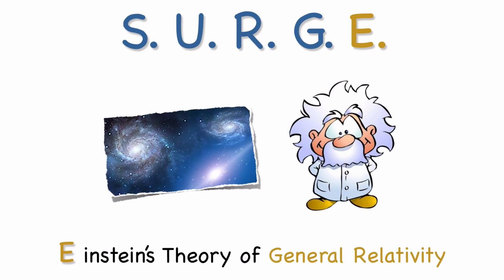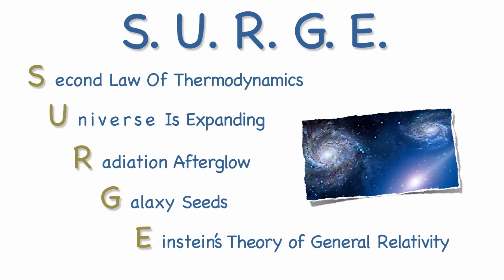Lastly, we come to the letter E in SURGE, Einstein's theory of general relativity. This theory, which is still used today and proven to be very accurate, would not work if the universe was eternal. The equation is based on the universe having a beginning at a specific point in the past, when all time, matter, and space came into existence. Okay, there you have it, our 5 lines of evidence using the SURGE acronym: the second law of thermodynamics, the universe is expanding, the radiation afterglow, galaxy seeds, and Einstein's theory of general relativity.